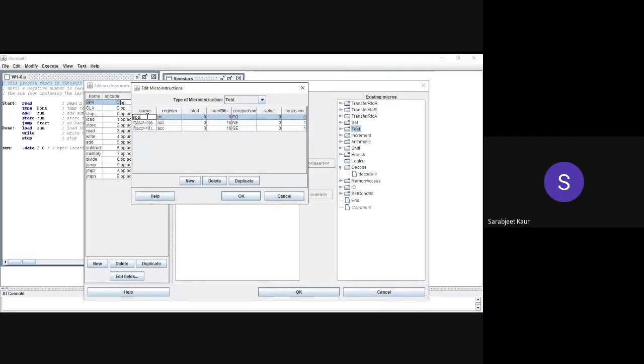So let me call it SPA again. I'll say which register we want to check: the accumulator. What is the start bit from which you want to start the comparison? I want to compare the 15th bit. How many bits do I want to compare starting from the 15th bit? Only one, that is the 15th bit. What do I want to compare it with? I want to check whether it is equal to, not equal to, less than, greater than, less than or equal to, greater than or equal to. Okay, is this clear?